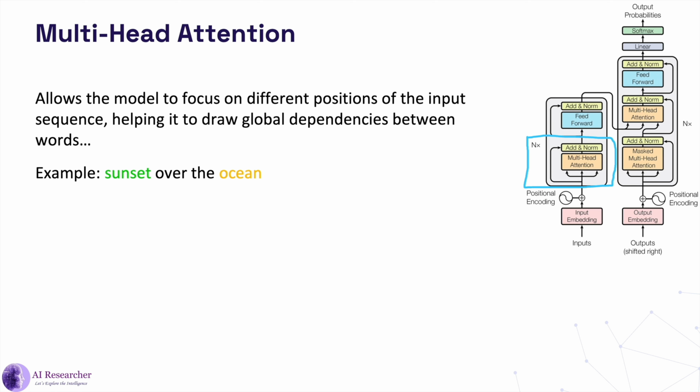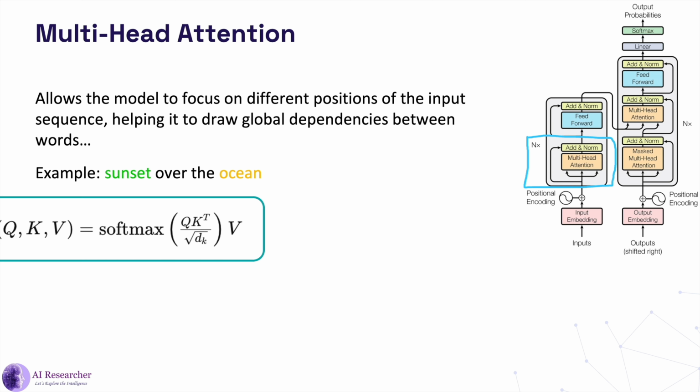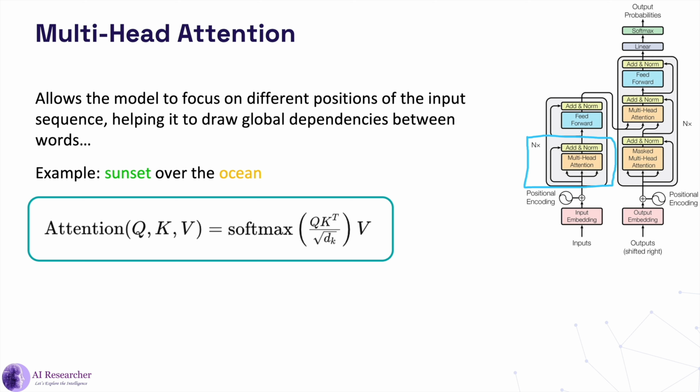So what is the meaning? Actually they calculate how much attention each word should give to each other based on their meanings and position. For instance, the model might focus on sunset and ocean simultaneously because they are related, creating a contextual representation of sunset that includes its relationship with the ocean.